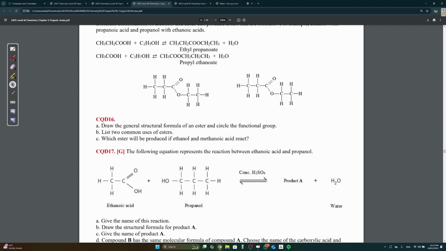Which ester will be produced when ethanol and methanoic acid react? Remember, you take the YL and OAT, right? The YL comes from the alcohol, so ethyl, and then methanoic acid, so it's going to be methanoate.